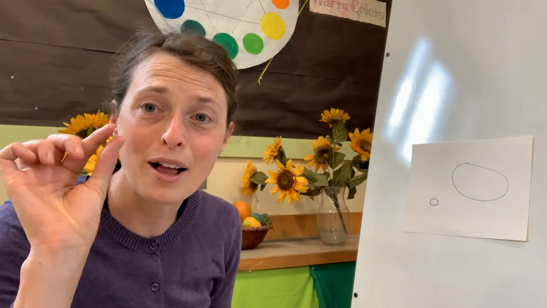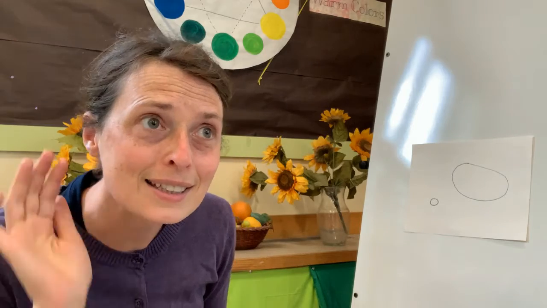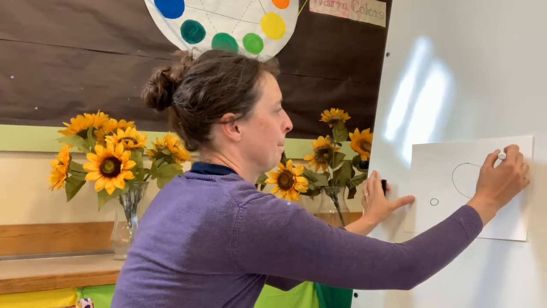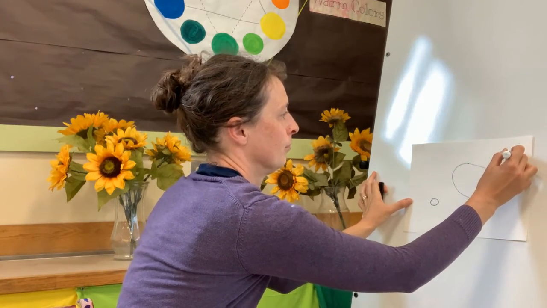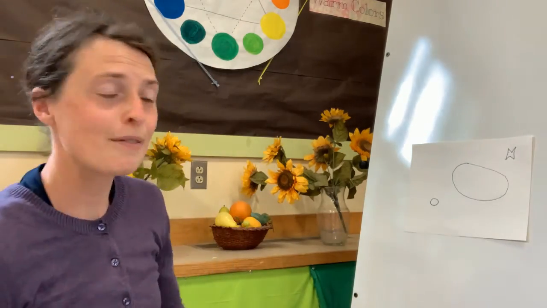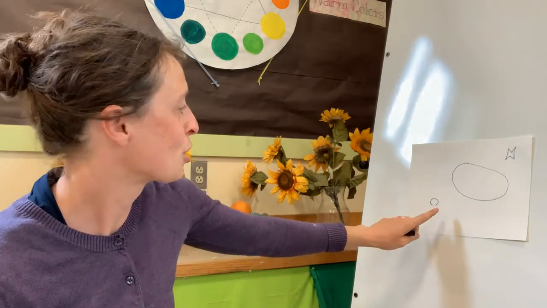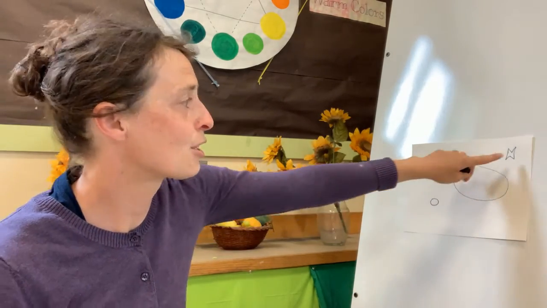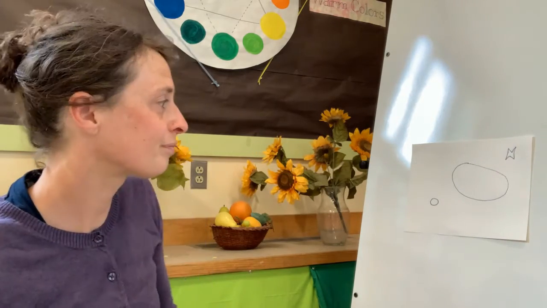If you hear a small sharp sound like this, you might draw a small sharp shape. Some of the shapes might be shapes that you could have a name for, like a circle, and some of the shapes you might not have a name for.